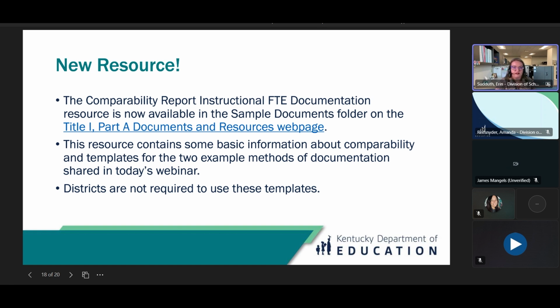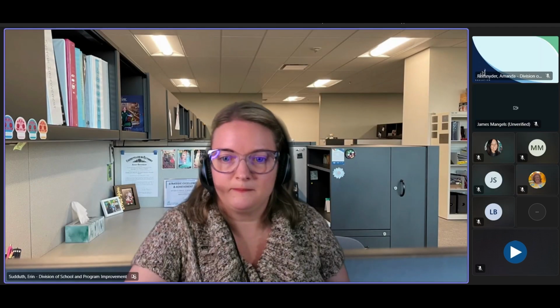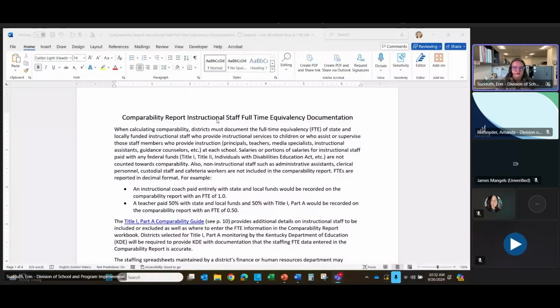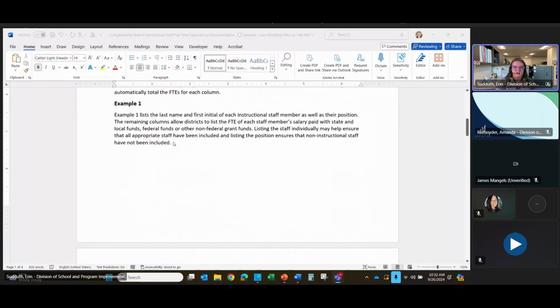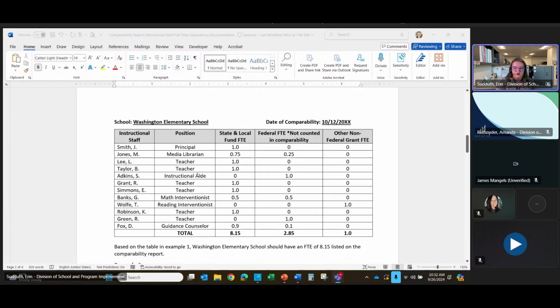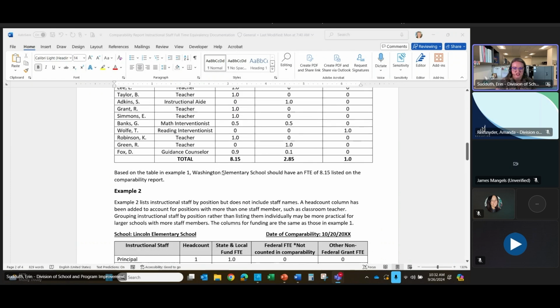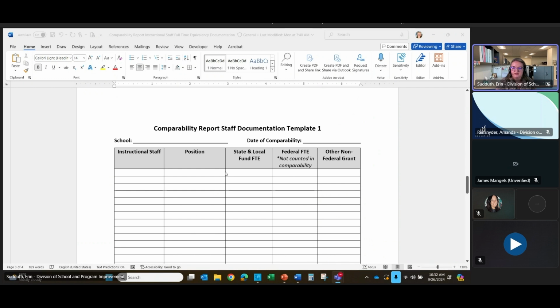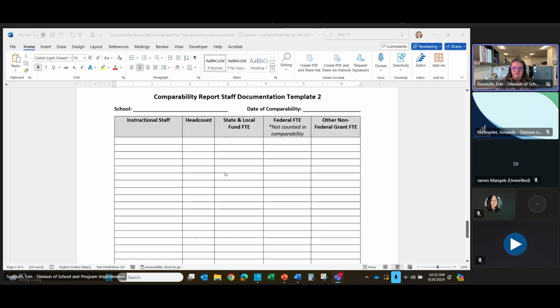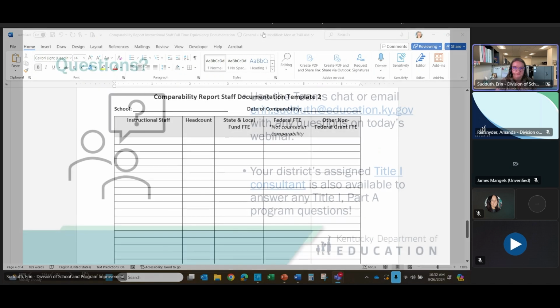And so really quickly, let me just show you what that looks like. So yeah, just some basic summarization of comparability up here. Some completed examples, looks very similar to what I just went over. And then these blank templates that you can copy and just use for your documentation.